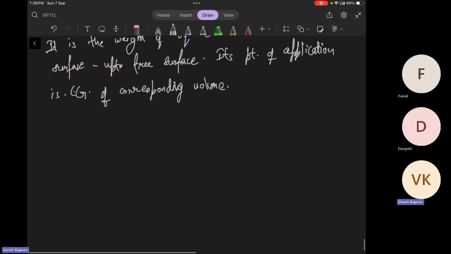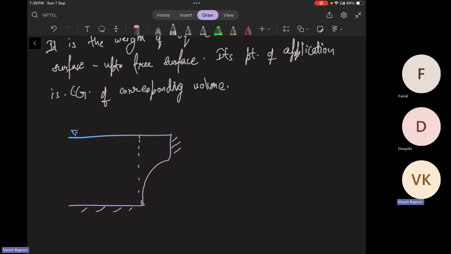Okay, so suppose I have the free surface like this, my curved surface was like this. So from the curved surface up till the free surface, this will be your liquid here, and the weight of this much liquid will be your vertical force, this will be F_V, and the center of gravity of this volume CG.